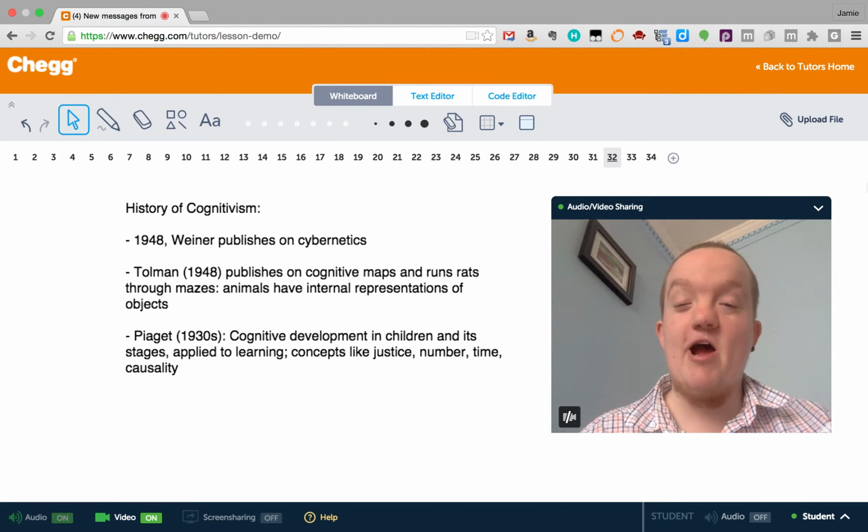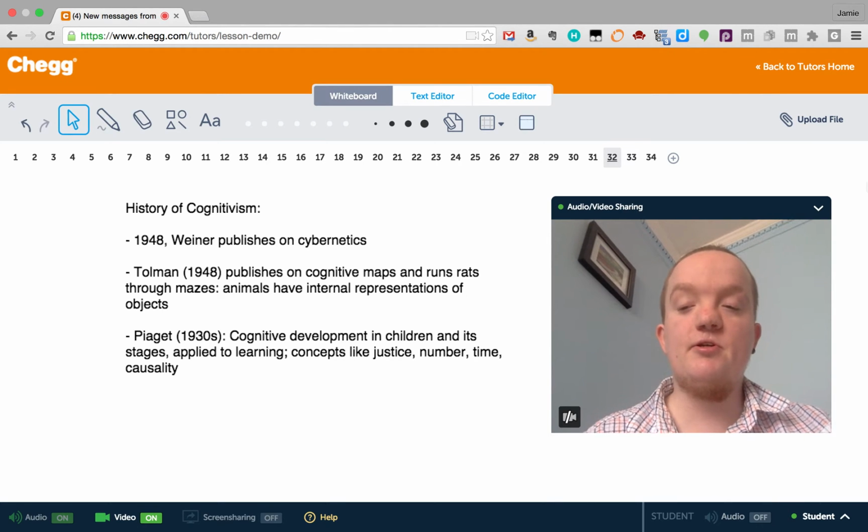Tolman runs a lot of rats through a lot of mazes and realizes that animals have internal representations of objects. They run through a maze and can actually remember part of how the maze is formed and may have an internal representation of how that works.